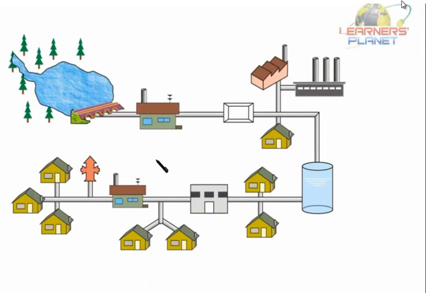Now, as we know that there are water treatment plants, so this is the water distribution and water treatment system in a city. This diagram shows the water treatment system in a city. What is this? Water treatment system or water distribution in a city.